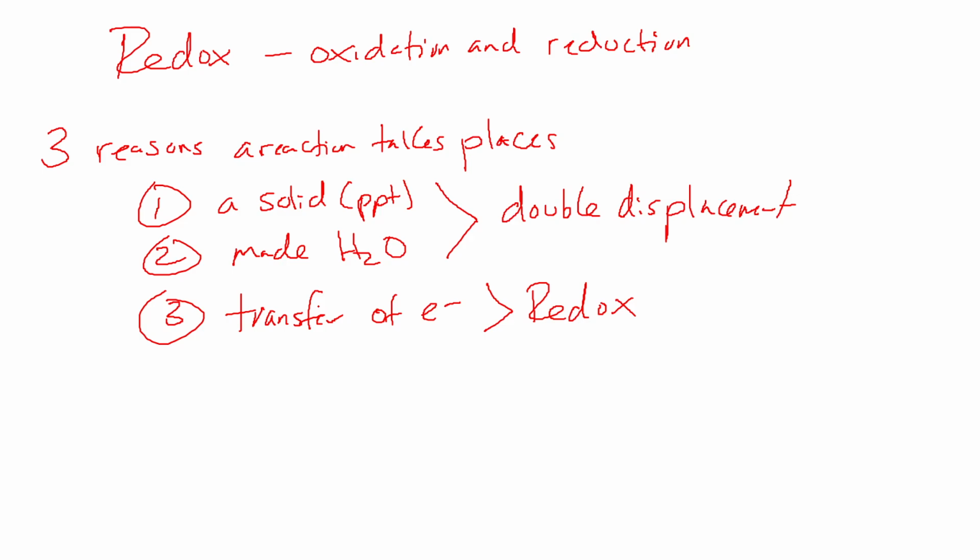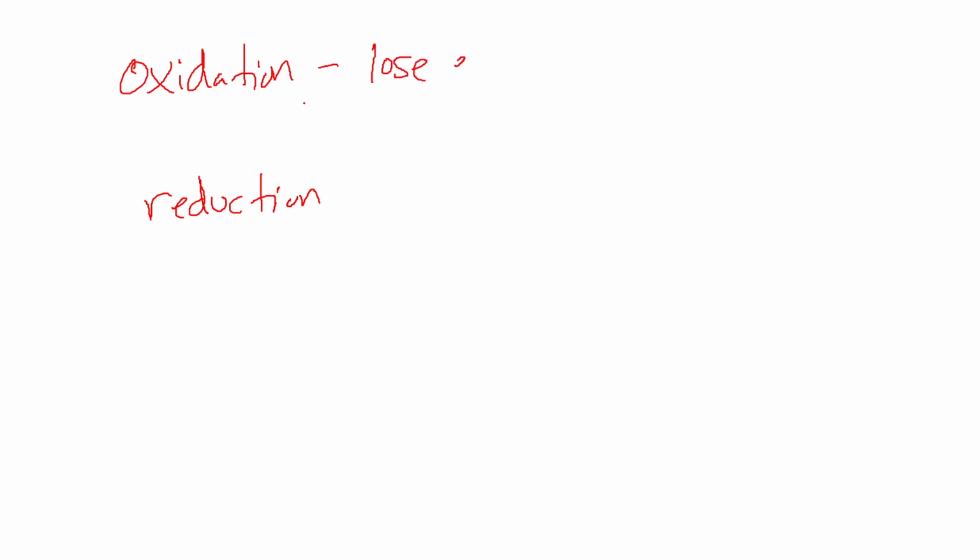So let's talk a little bit about redox. There are a couple of definitions of oxidation and reduction. Basically, oxidation means that something has lost an electron or will lose an electron. Reduction means that you gain an electron.